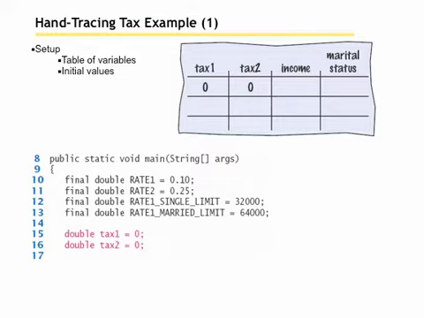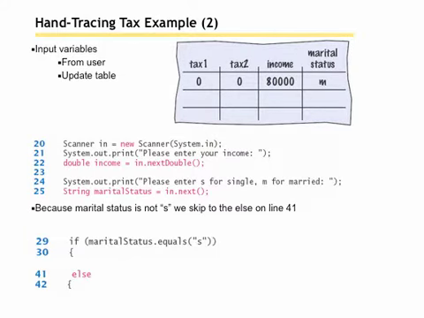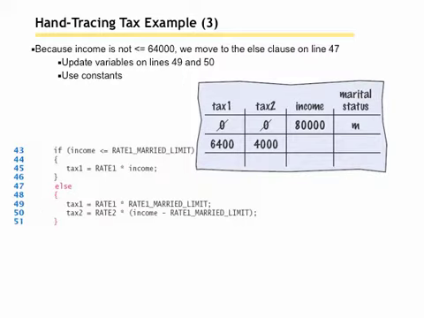We want to trace through and see what will happen to the variables tax1, tax2, income, and marital status. You notice at lines 15 and 16 that we initialize tax1 and tax2 both to 0. So we've written that in our table when we're hand tracing. Then we go through and we assume some values that the user would enter. So we assume that they would enter an income of 80,000, and we assume that they would enter a marital status of M. Because the marital status is not equal to S, we skip to line 41 in the code.